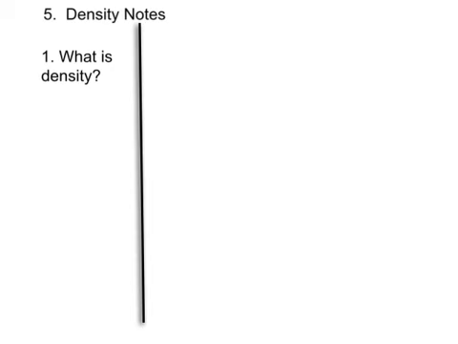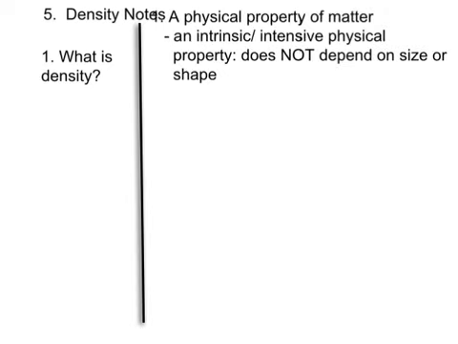Okay, so again, notes number 5, density notes. Our first question is, what is density? So density is a physical property of matter. Remember in the last notes we were talking about physical versus chemical properties of matter. Well, density is a physical property of matter, since measuring density does not change the chemical composition of whatever substance you are measuring the density of.